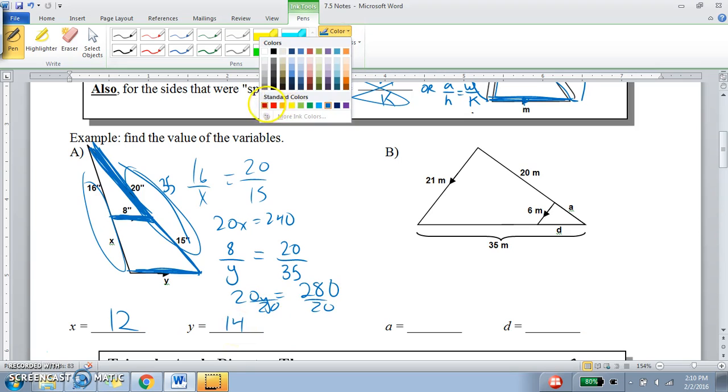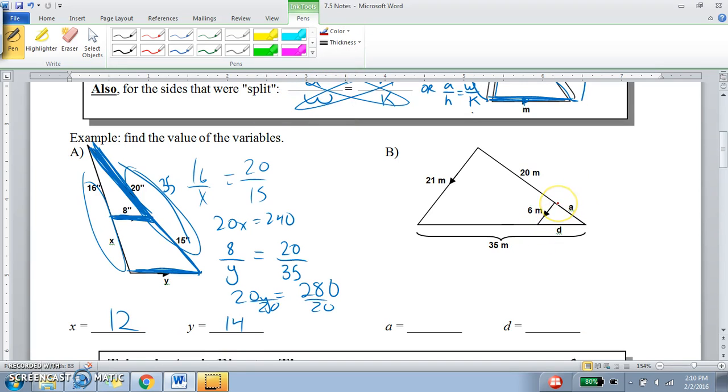All right, for this next one, similar thing. First, we start with knowing these two entire sides. So we start with 21 and 6. Those are the two that we know, because then we have a variable over here and we have a variable over here. So if I compare, let's go big to small this time, 21 to 6, this entire side of the big triangle compares to just this piece of the smaller triangle. So 35 would compare to D.